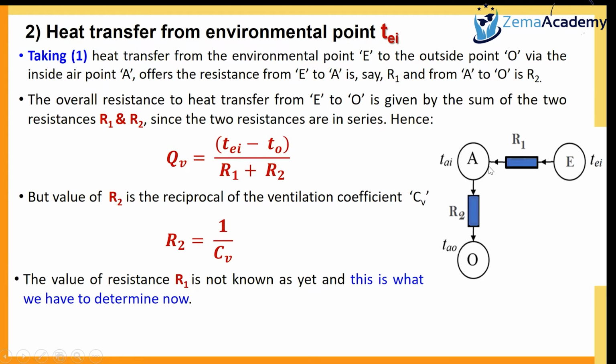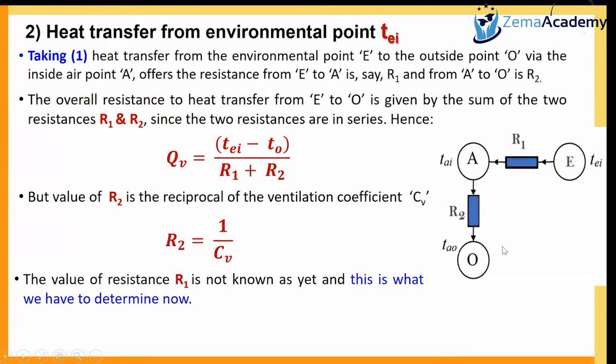If you look at this diagram as an electrical network, this is the equation we are talking about. It is the same equation as in convective form or conduction form: this is the Q, the amount of heat, this is the delta T, and this is the R, the total resistance. Any heat transfer from point E to this point O involves these two resistances, and these two resistances are in series. Hence you can see I have written them as R1 plus R2.